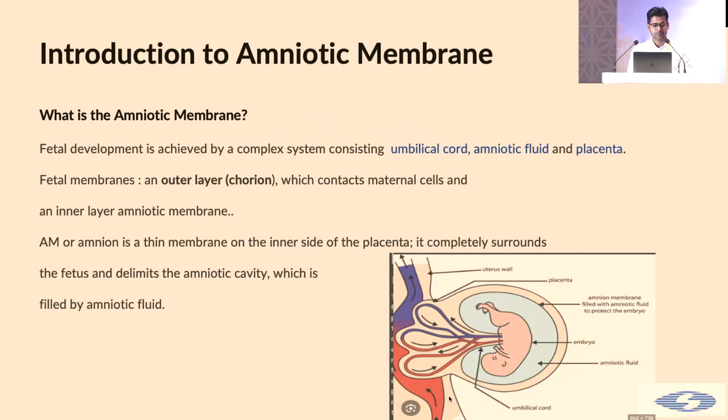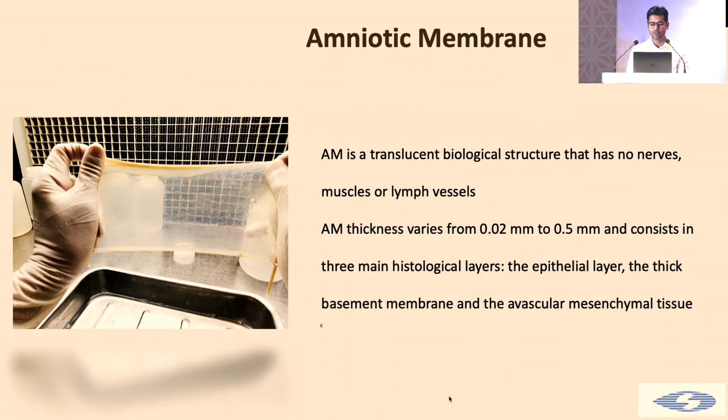Now they move. Fetal development is achieved by a complex system consisting of the umbilical cord, amniotic fluid, and placenta. The fetal membrane consists of an outer chorion layer and the inner amniotic membrane, which is a thin membrane on the inner side of the placenta. It completely surrounds the fetus and delimits the amniotic cavity, which is filled by amniotic fluid. It's a translucent biological structure that has no nerves, muscles, or lymph vessels.